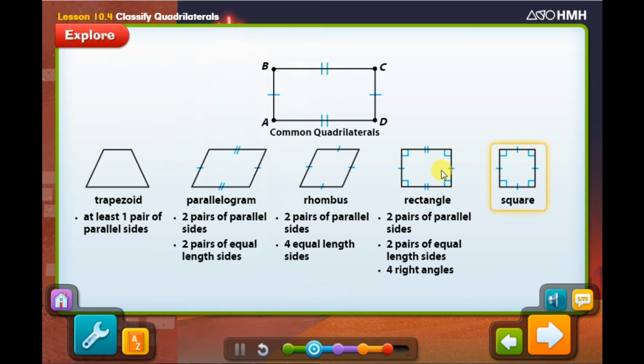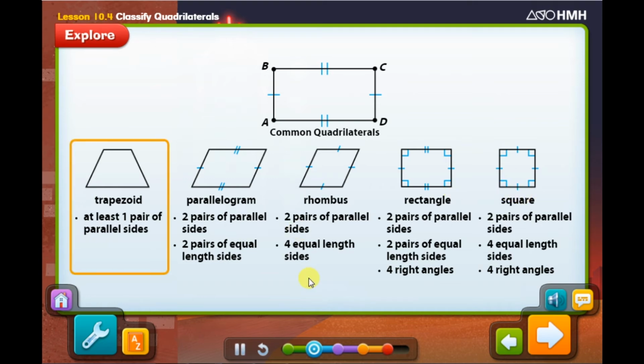Square has four right angles, four equal sides, and how many pairs of parallel sides? This side and this side are parallel, so this is the first pair. This side and this side are parallel, and this is the second pair. So it has two pairs of parallel sides. The square has two pairs of parallel sides, four equal length sides, and four right angles.